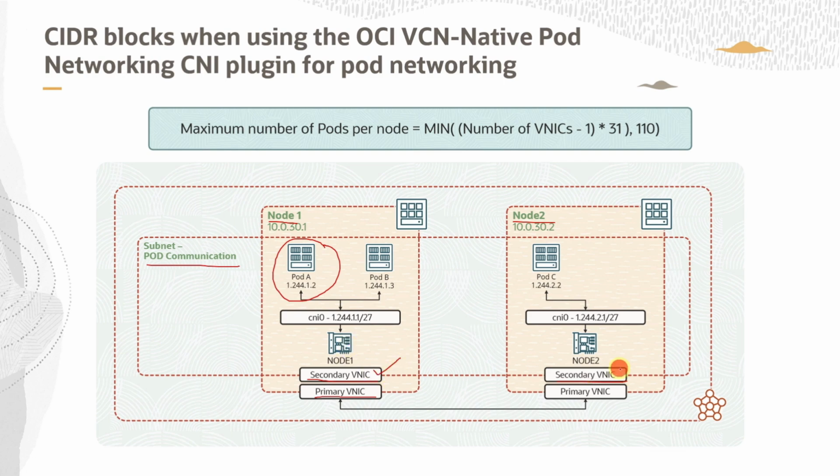Every secondary VNIC attached to the worker node can assign up to 31 secondary IP addresses. And to calculate the maximum number of pods in a node pool of a particular shape, you can use the following equation.